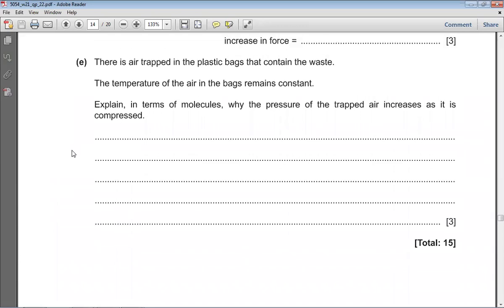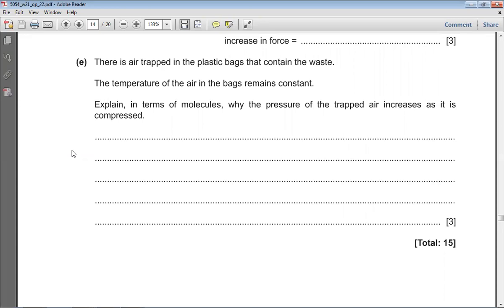There is air trapped in the plastic bags that contain the waste. The temperature of the air in the bags remains constant. Explain in terms of molecules why the pressure of the trapped air increases as it is compressed. You see the air inside the plastic bags, when you compress it, and the temperature is not changing. So when you compress that air, what happens? The volume of the air inside decreases. So the pressure obviously will increase.